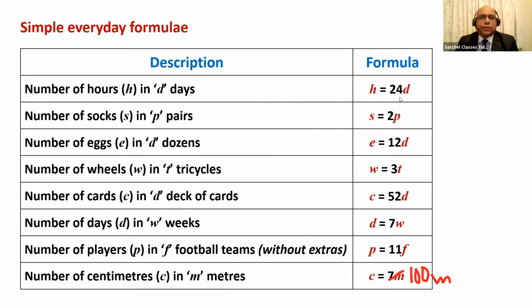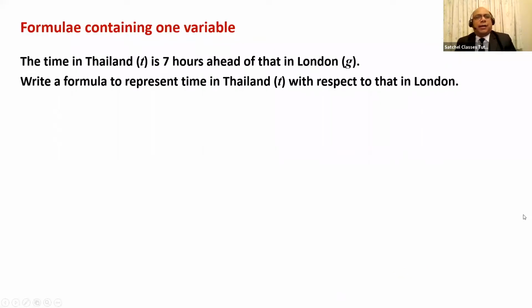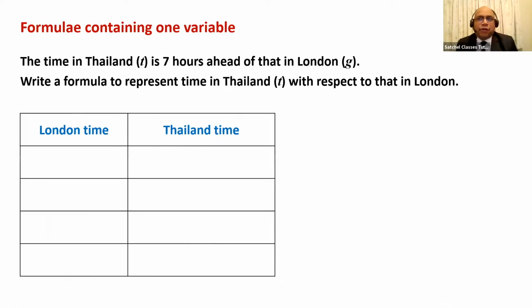Now that we understood what it is to construct a formula by using some simple everyday formulae, let us try and understand how we construct a formula from the statements which are given. Let's first do formulae which involve only one variable. The time in Thailand, which is T, is 7 hours ahead of that in London, which is G. Write a formula to represent the time in Thailand with respect to that in London. I always use the thumb rule so that it avoids any confusion.